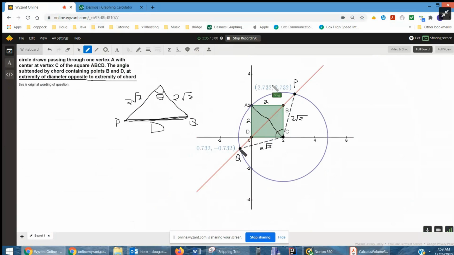So how can we find the coordinates of P and Q? That is the question. One way is to find the points of intersection of this straight line with the equation of the circle. That circle has the equation (x minus 2) squared plus (y minus 0) squared. The radius we know is 2 radical 2, so 2 radical 2 squared is 8. There's the equation of the circle. The equation of the red line is y equals x. So we want to solve this system for x, and the x and y coordinates of these points of intersection will be equal because they're on the line y equals x.